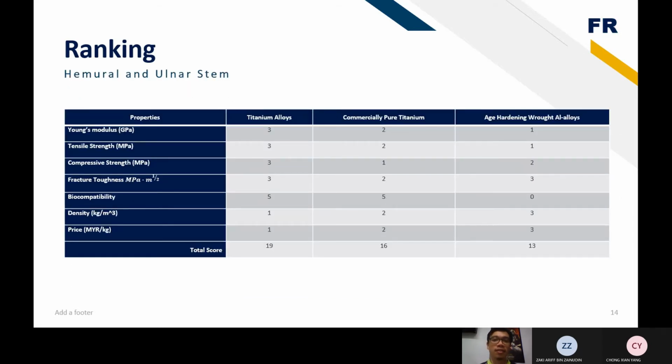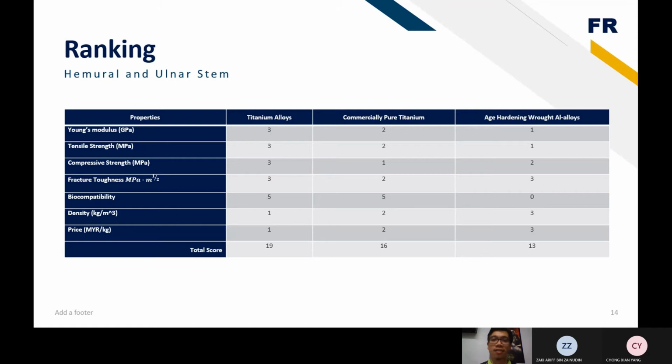In conclusion, we get the ranking for the humeral and ulnar stem. Remember that the humeral and ulnar stem is for metal only, and the bearing and cup joint are for ceramics only. So in the humeral and ulnar stem parts, titanium alloy is the best material with the highest total score of 19. Because the price of titanium alloy is too expensive, the second best ranking is commercially pure titanium. So we decide on commercially pure titanium for the mechanical part of the humeral and ulnar stem.